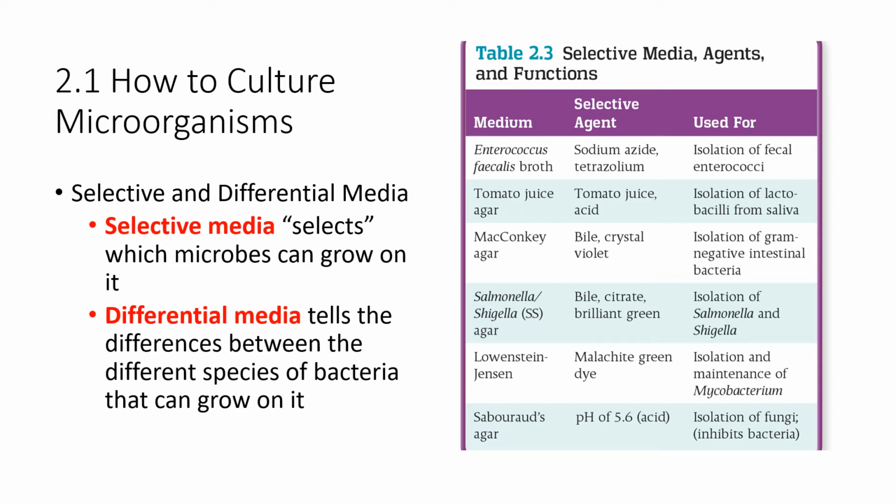You look down there at the bottom. Sabouraud agar has a pH of 5.6. That's a highly acidic pH. Most microbes don't like that. Bacteria can't grow with that. But this is really good for fungi because it mimics the decomposing nature of plants and animals where some fungi are going to want to grow.